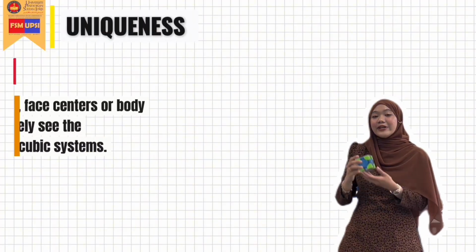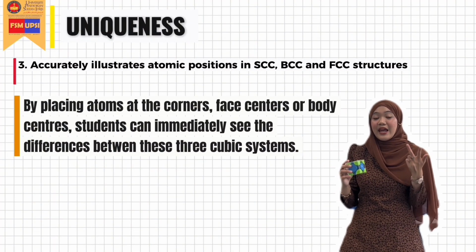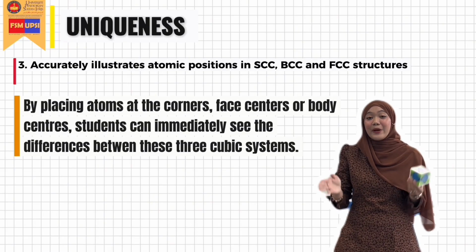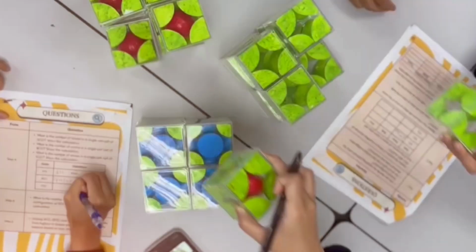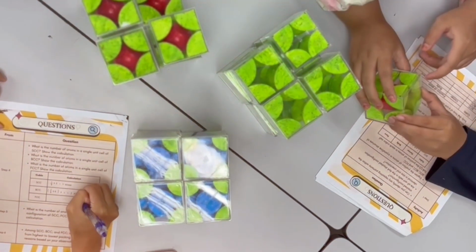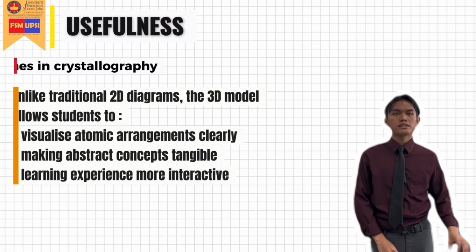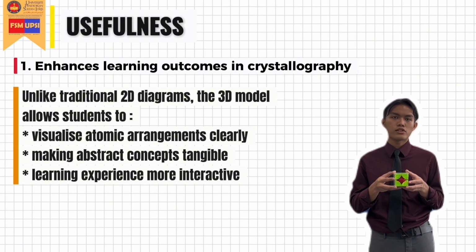Third, it accurately illustrates atomic position in SCC, BCC, and FCC structures. By placing atoms at the corner, face centers, or body centers, students can immediately see the difference between these 3 cubic systems. In terms of usefulness, the Cubic Crysta Box model strongly enhances the learning outcome in crystallography.